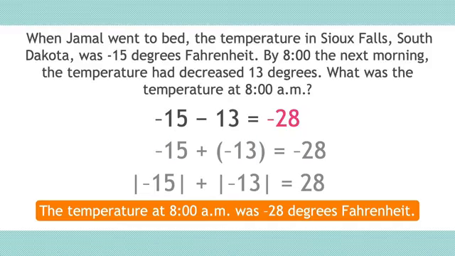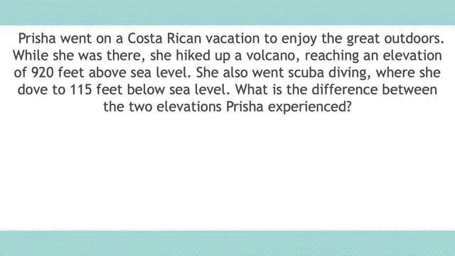So the temperature at 8 a.m. was negative 28 degrees Fahrenheit. That makes sense because the temperature decreased and negative 28 is colder than negative 15. We'll tackle one more problem together before you go.